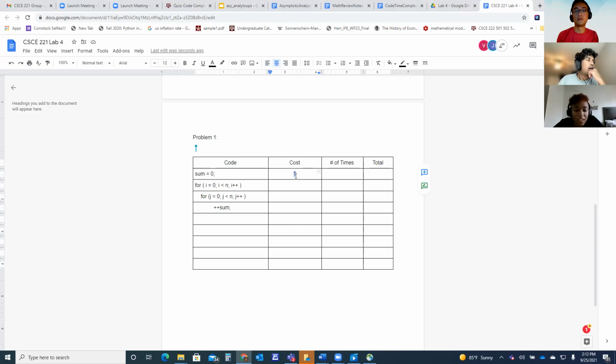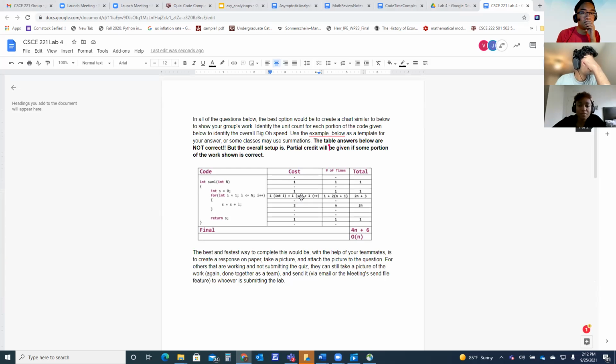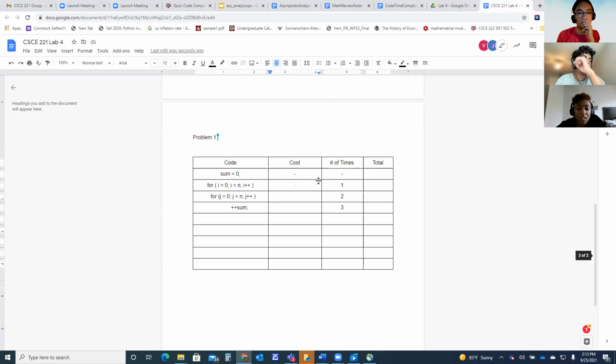Because the code never ran, nothing's been initialized. So the first row is dashes, and then it'd be the number of times: 1, and then 2, and then 3, and so on. Oh, why aren't these all centered? Oh, here we go. If you go to page 3 on the code complexity notes, declarations are a 0, assignments are a 1.